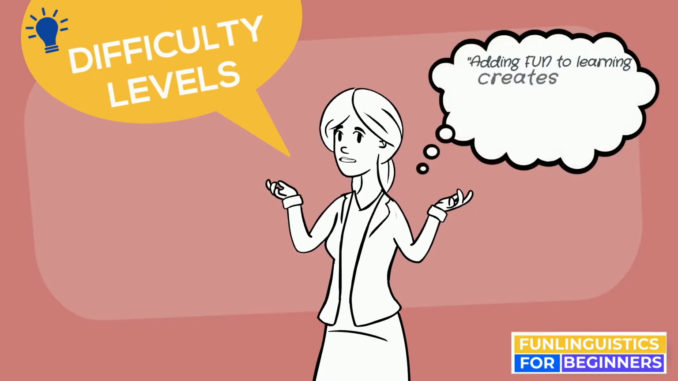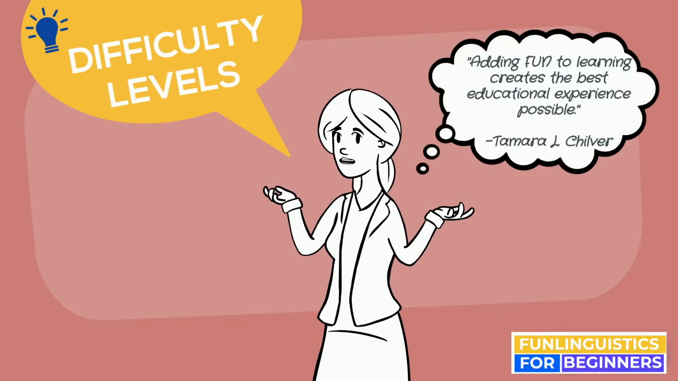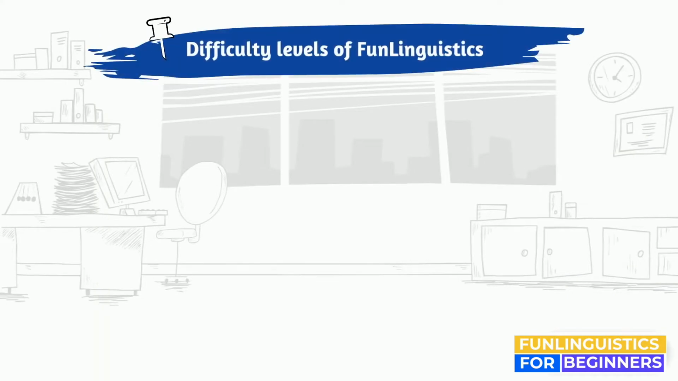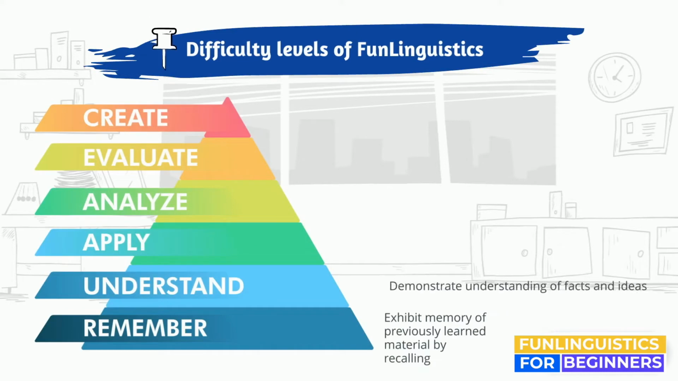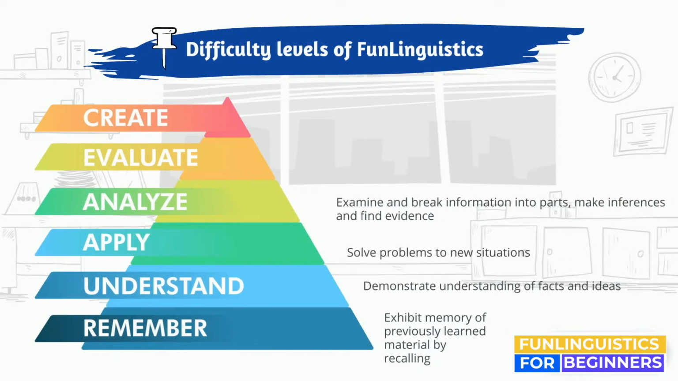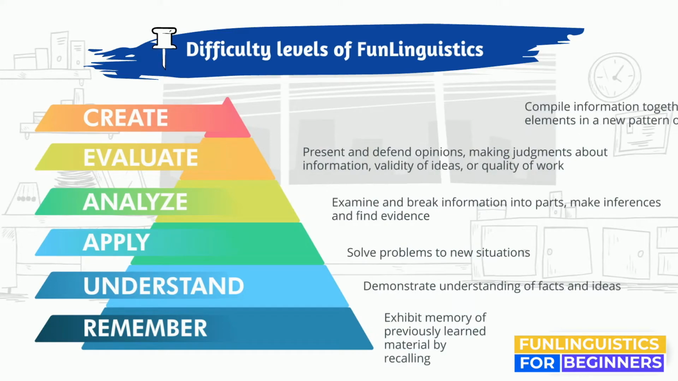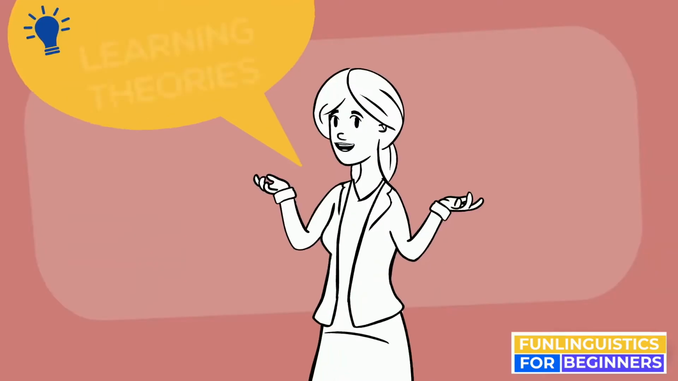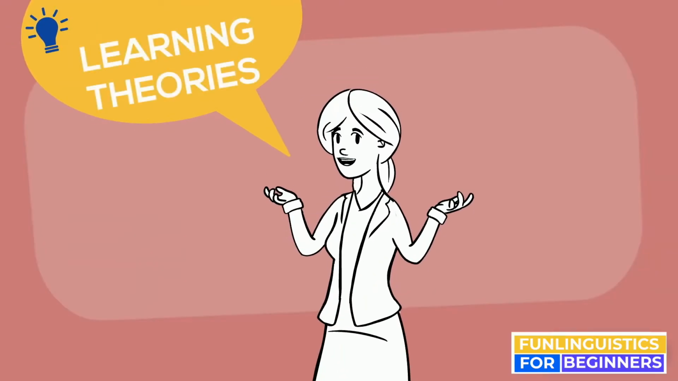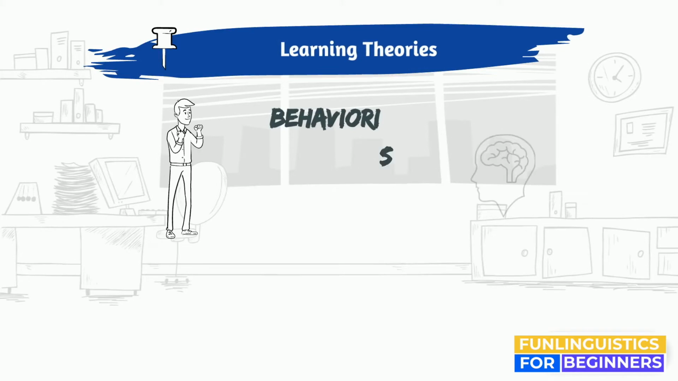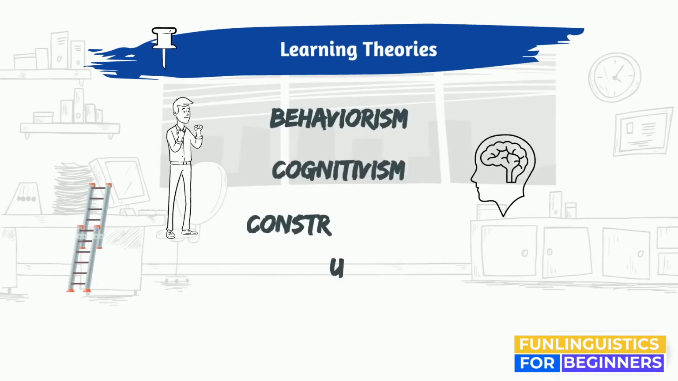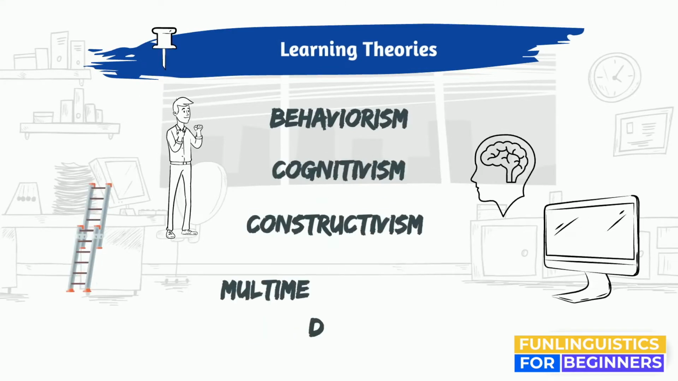The difficulty levels of the game. The difficulty levels of the game is based on Bloom's taxonomy, starting from remembering, understanding, applying, analyzing, evaluating, and creating. The learning theories. The learning theories behind this game are behaviorism, cognitivism, constructivism, and multimedia theories.